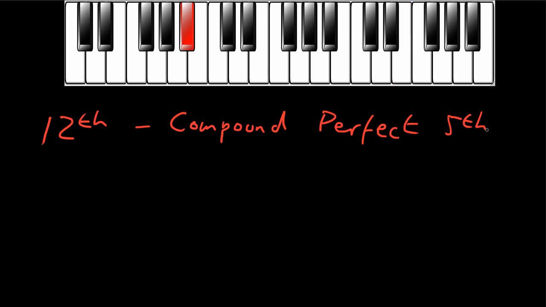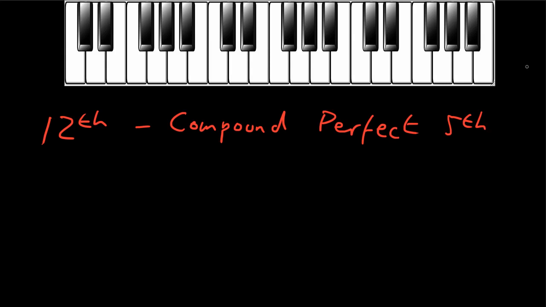And the same if we needed an augmented 12th, we take our perfect 12th, which is this thing we just found, and make it one semitone bigger by moving up to the F sharp there, and that gives us our idea of the augmented 12th, or a compound augmented fifth.